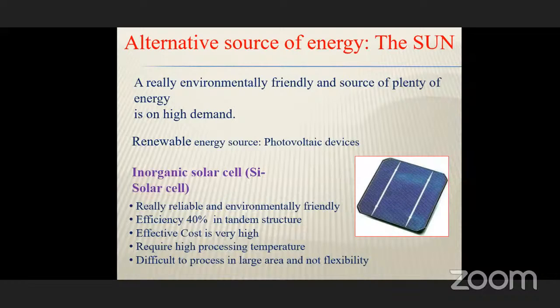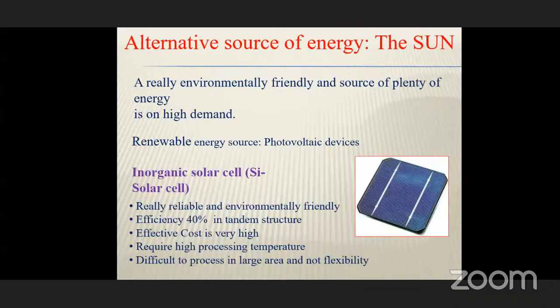Photovoltaic solar cells are basically semiconductor diodes, PN junction diodes, in which semiconductor material is sandwiched between two metals. Basically, in inorganic solar cells, silicon is used, which is really reliable and environmentally friendly. All over the world, approximately 40% efficiency has been achieved in tandem structures, but their application for commercial purposes is limited due to large area installation and production temperature.